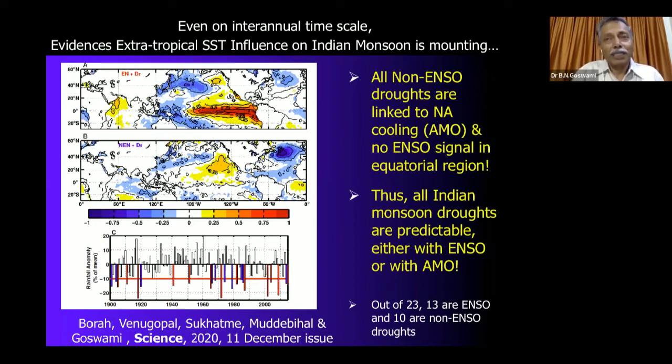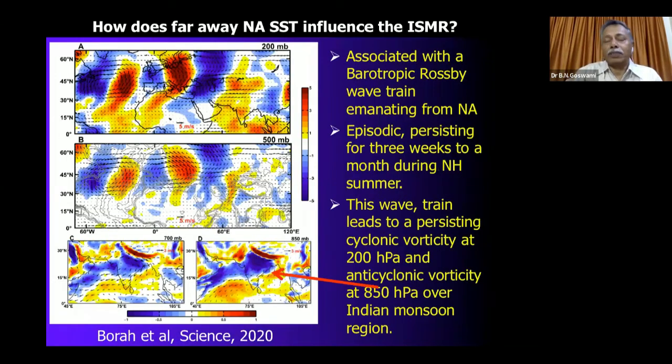The monsoon has a lot of predictability. We have to simply capture it. How we capture it is up to us. You have to develop better models. That's all.